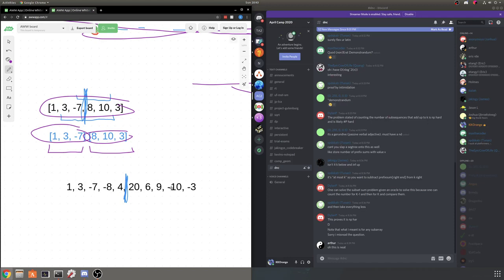So if we're considering, let's say, the subarray ending here, we know for sure that we're going to include all these elements because we're considering only the subarrays that cross this position. And if we take the sum of all of these, I'll just make something up, maybe the sum is 6 and k equals 10 in this case. So what you're looking for then is all the subarrays on the right side that have sum less than or equal to 4.